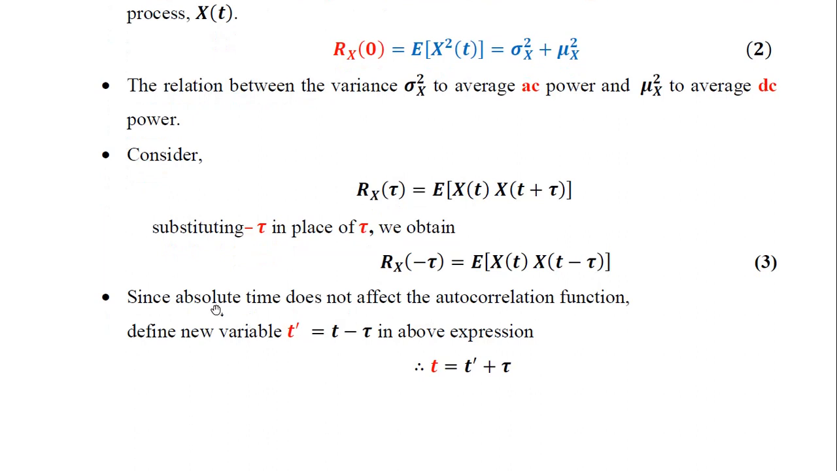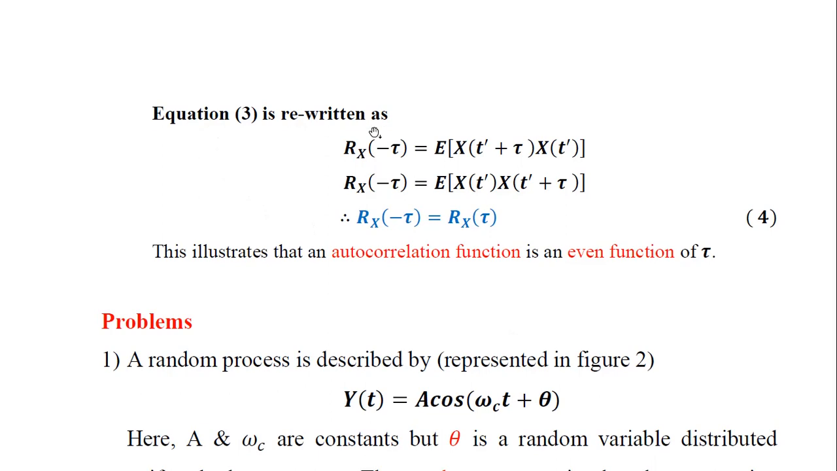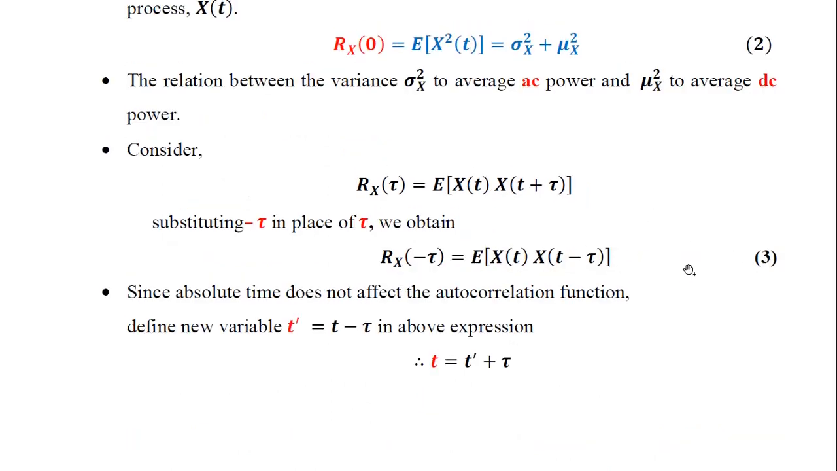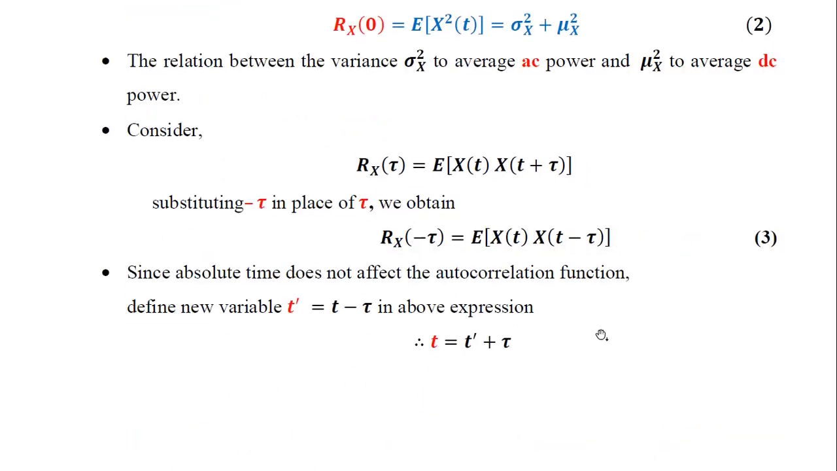Now we also know the important concept that the absolute time does not affect the autocorrelation function. Therefore we can define a new variable, t dash is equal to t minus tau, in the above expression. Wherever t minus tau is there on the right hand side, we replace it by t dash. Therefore we can also find another relation, that t is equal to t dash plus the time difference tau. So equation 3 can be rewritten after substitution of these two.